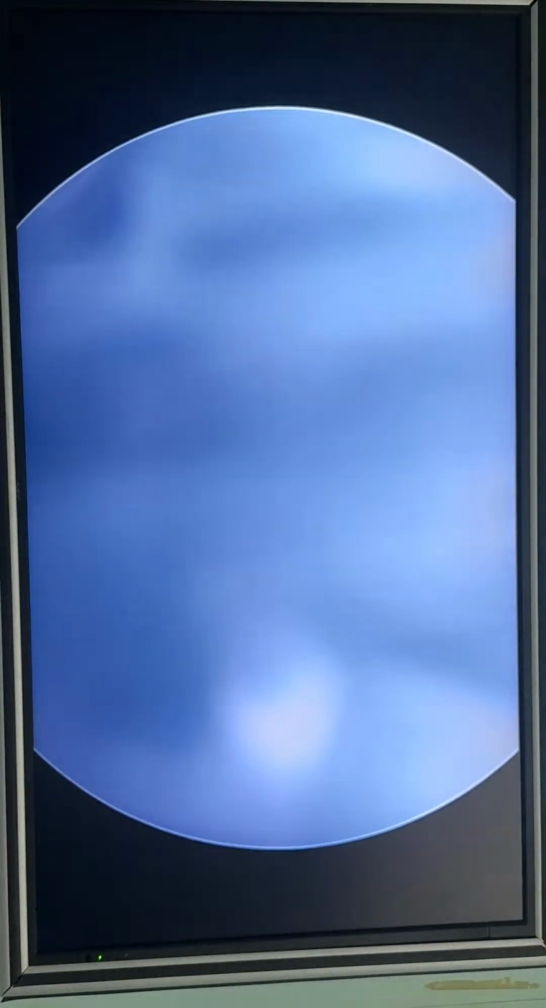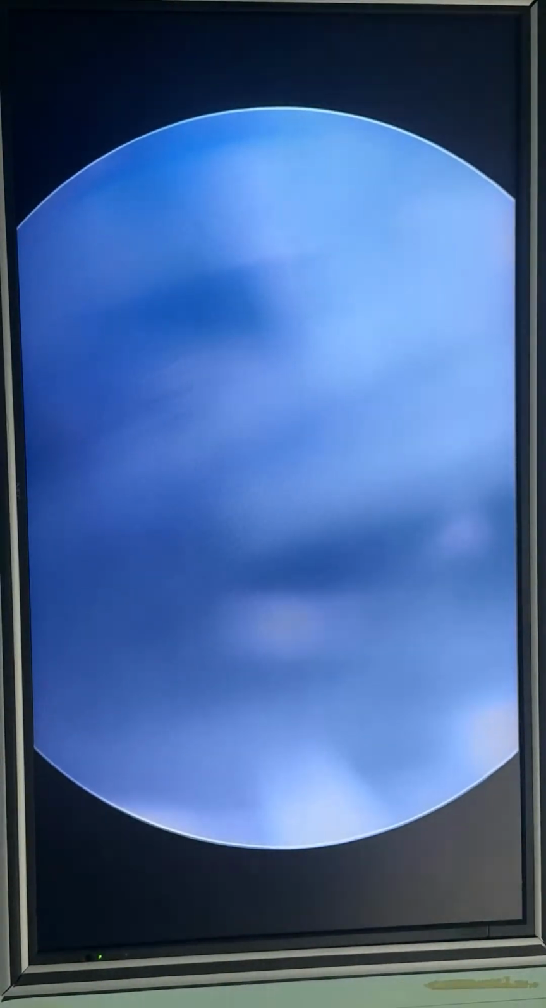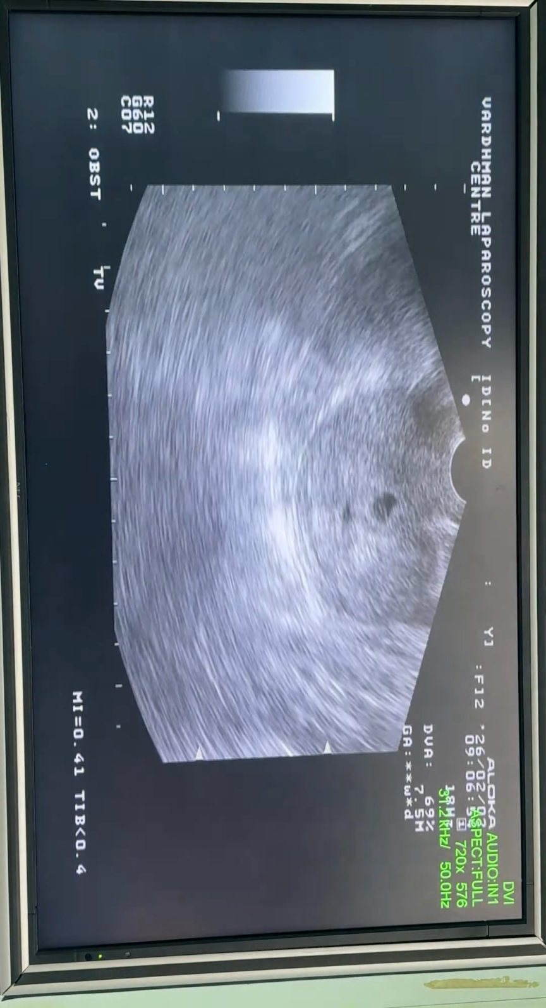So this patient, I'm doing a transvaginal scan in the theater itself. So we see a small gestation sac. Her LMP was 16th of December. So that makes it almost 7 weeks of pregnancy. You can see a small yolk sac also there.